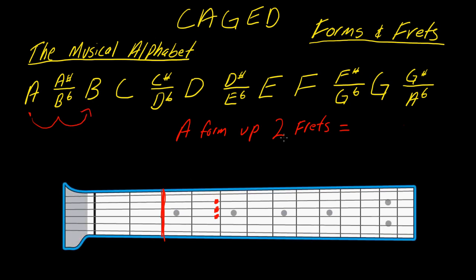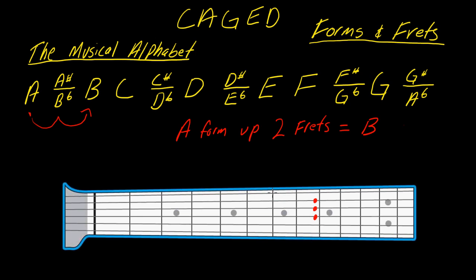So now this A form moved up 2 frets is an actual B chord. It's that easy. If I were to take this same A form and move it up, I don't even know what this is, but I'm just going to move it up here and we'll count after. So that's the A form.